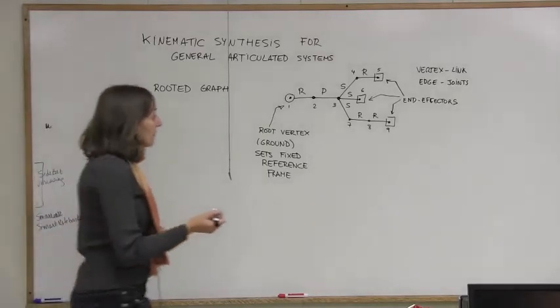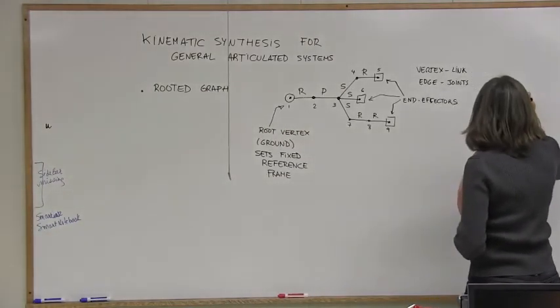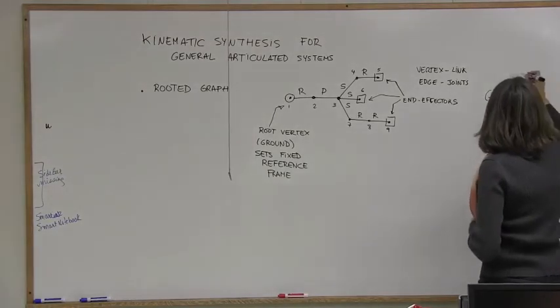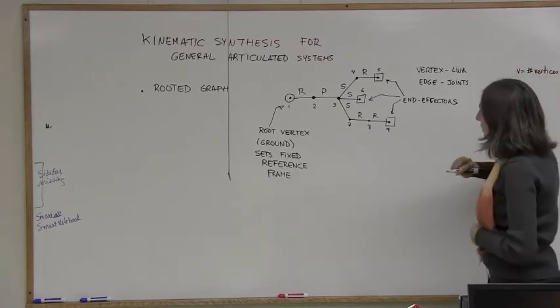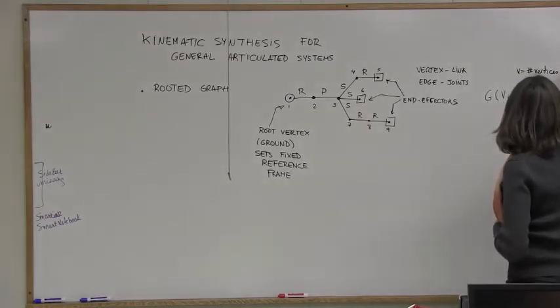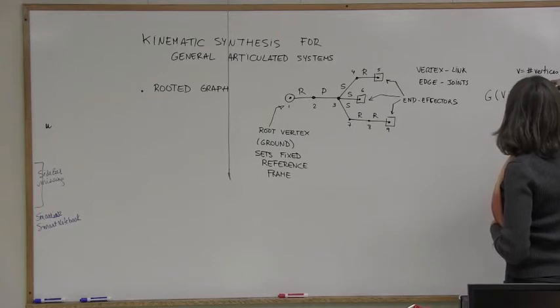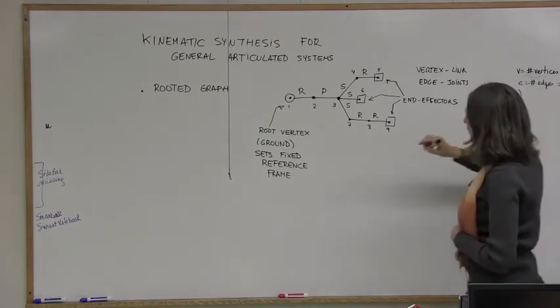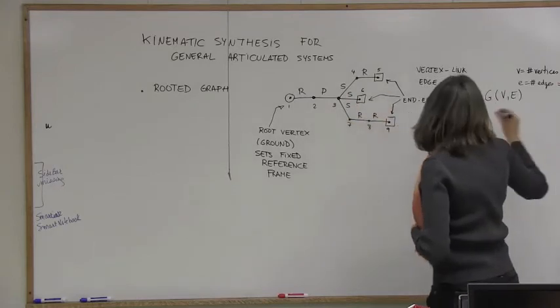So there is a graph with a set of vertices and a set of edges. V, which is the number of vertices, is equal to 9. E, which is the number of edges, is equal to 1, 2, 3, 4, 5, 6, 7, 8.